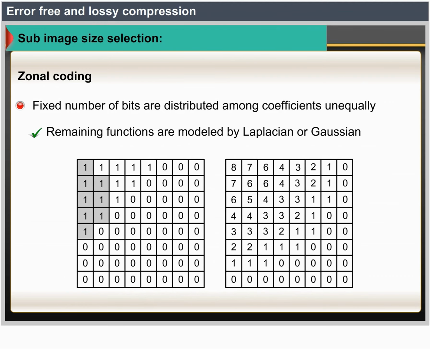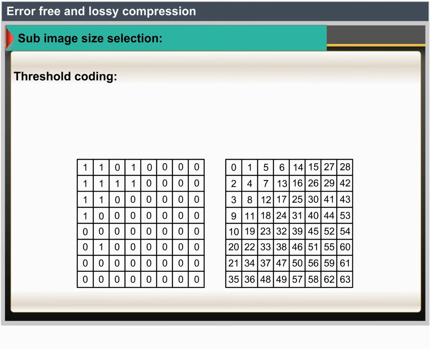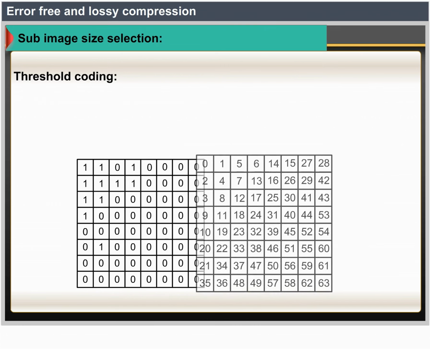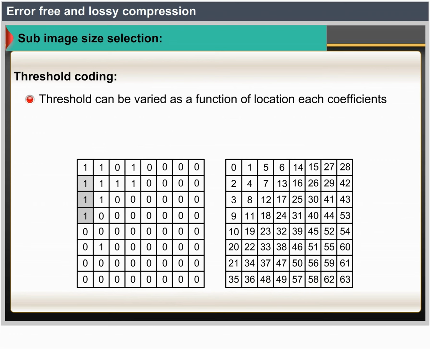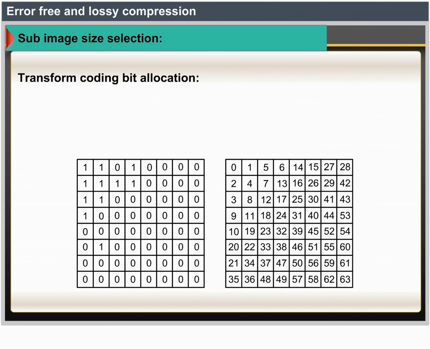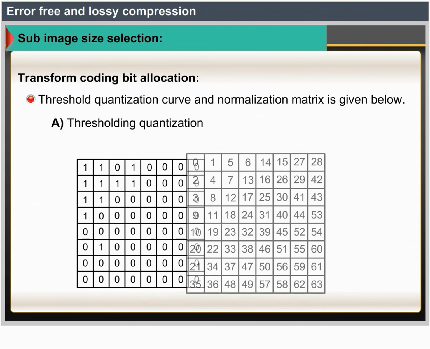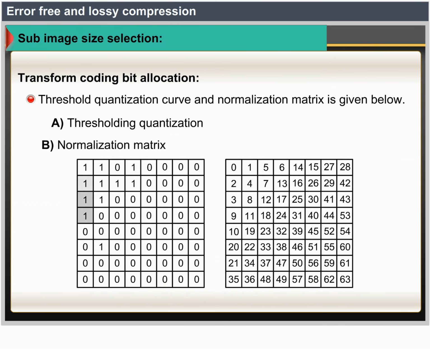The threshold coding characteristics are: 1. Single global threshold. 2. Different threshold for each sub-image. 3. Threshold can be varied as a function of location of each of the coefficients. Transform coding bit allocation: threshold quantization curve and normalization metrics are given below. A. Thresholding quantization. B. Normalization metrics.